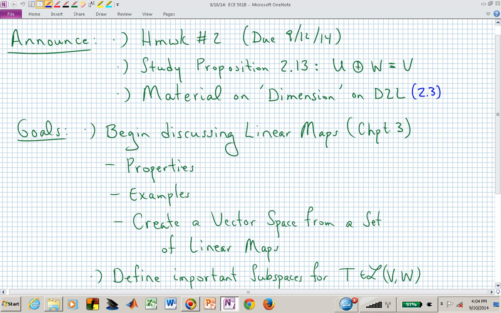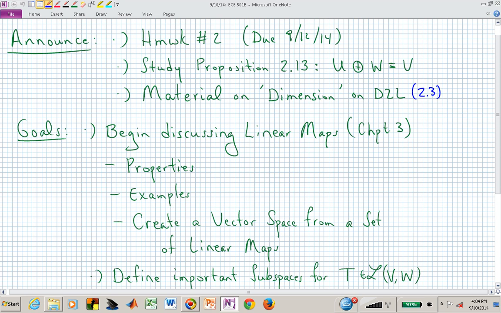Where were we? Talking about Chapter 3 in maps. And we will specialize that to linear maps. There are nonlinear maps that you could have, and hopefully it will be clear from today's lecture the properties of what it takes to be a linear map.